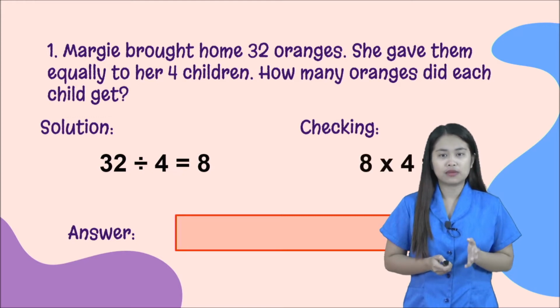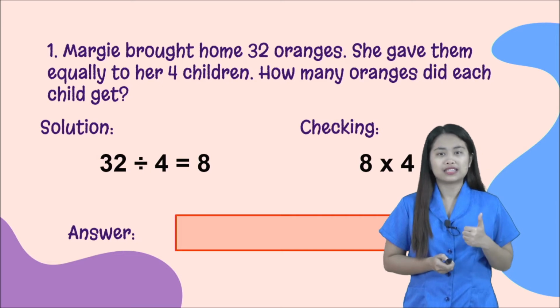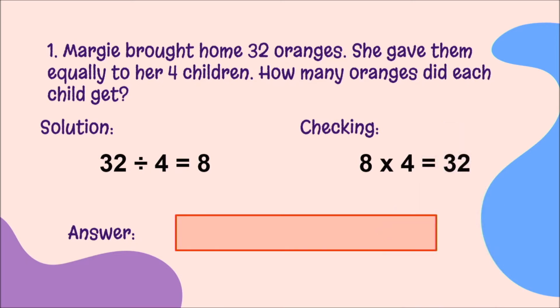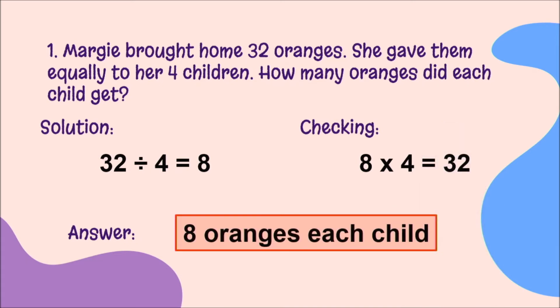So 8 times 4 is equals to 32. So it is just the same. We are correct. And our answer is 8 oranges each child.